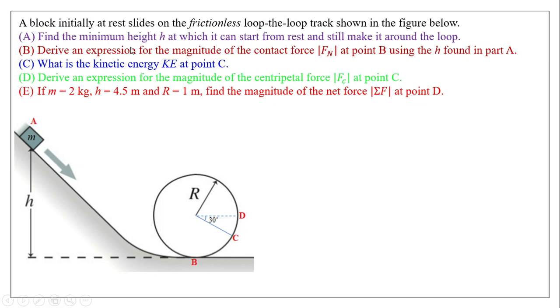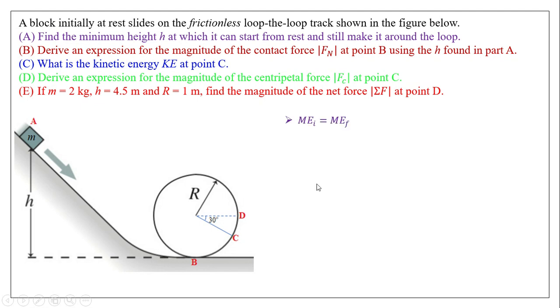Part A asks you to find the minimum height at which it can start from rest and still make it around the loop. So my starting point would be at the very top of the ramp here at point A. And then my final reference frame for part A will be at the very top of the loop. So keep that in mind. So initial, and then final is at the top of the loop.